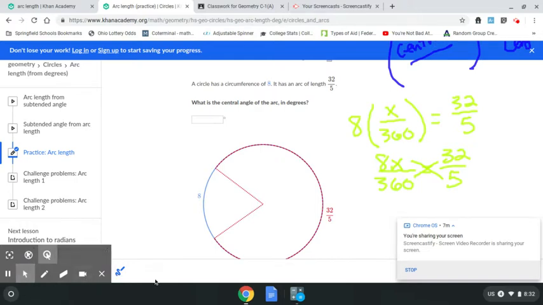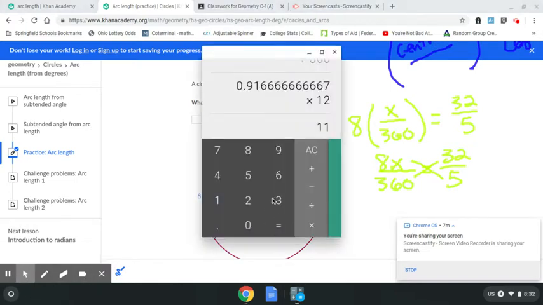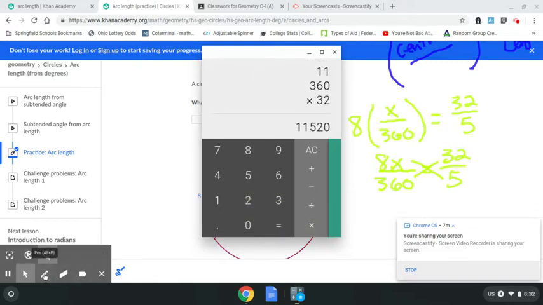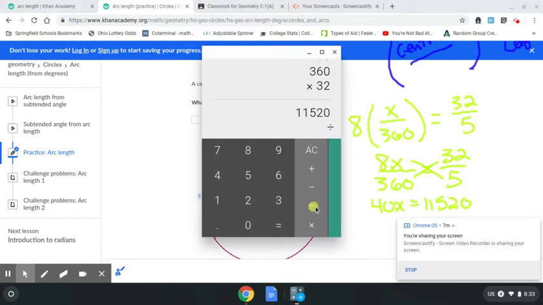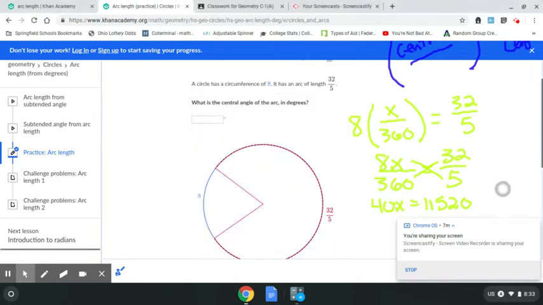So let me go to my calculator. 360 times 32, that's going to be a pretty big number, 11,520. So I know that 8x times 5 is 40x equals 11,520. I divide by 40. So I go to 11,520. I divide by 40. And we get ourselves an answer of 288. So in this case, the central angle is 288 degrees.